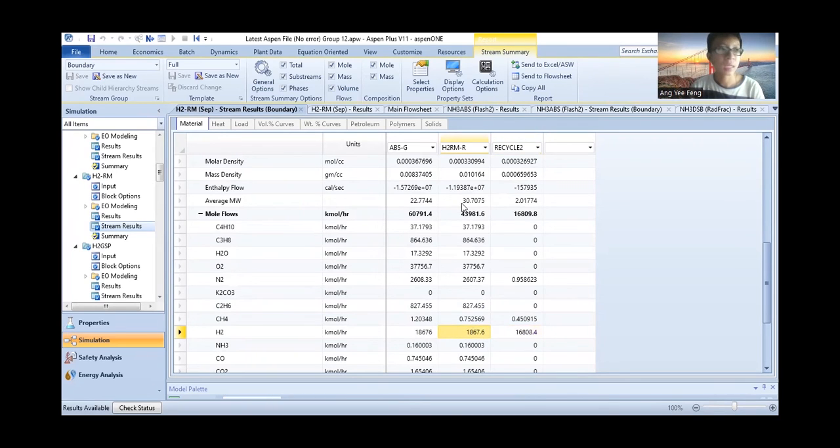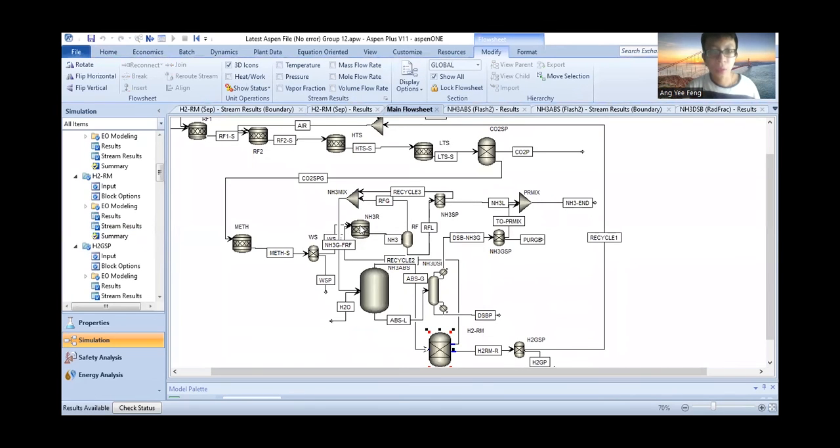It will enter another recycle stream. Recycle 2 goes straight to the ammonia synthesis reactor again. The other stream, which has less hydrogen, will enter the H2 GSP, the hydrogen gas separator, to separate the CH4 and H2, and then be transferred to the secondary reformer as a recycle stream. So in our system, there are 3 recycle streams.